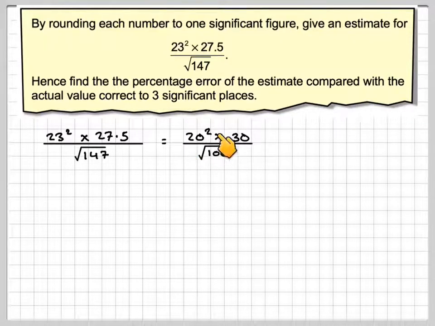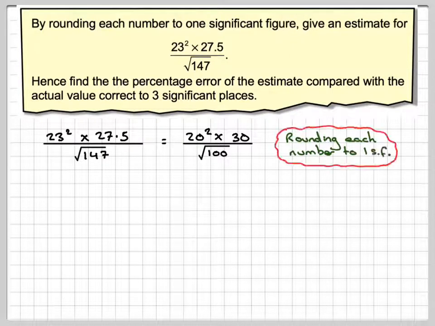The whole idea of doing this is that we can estimate the value without using a calculator. So 20 squared is 400. 400 times 30 is 12,000, and then the square root of 100 is 10. So 12,000 divided by 10 gives me 1,200.